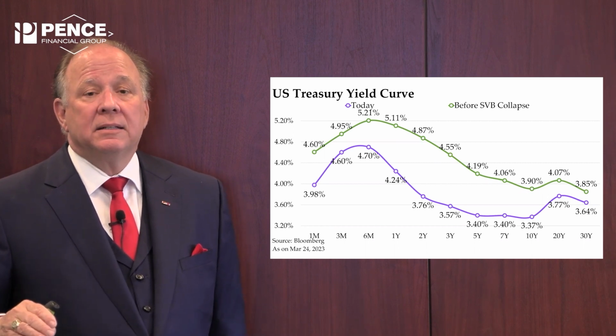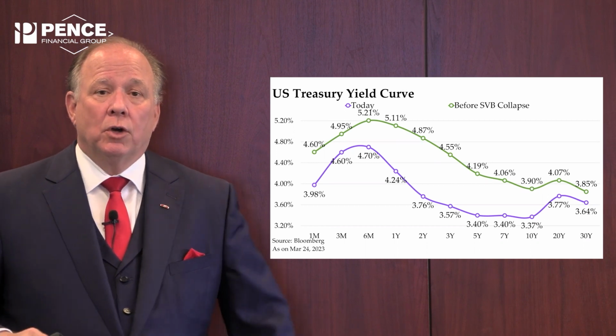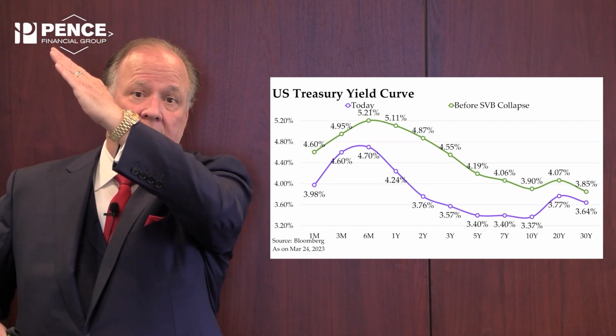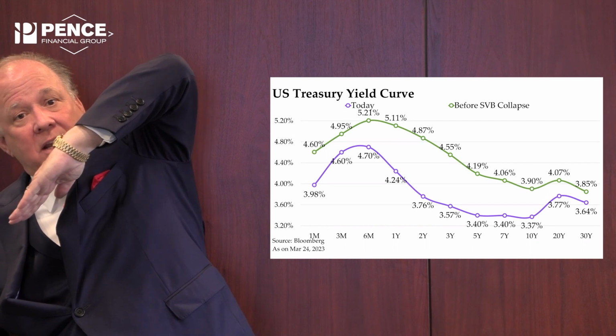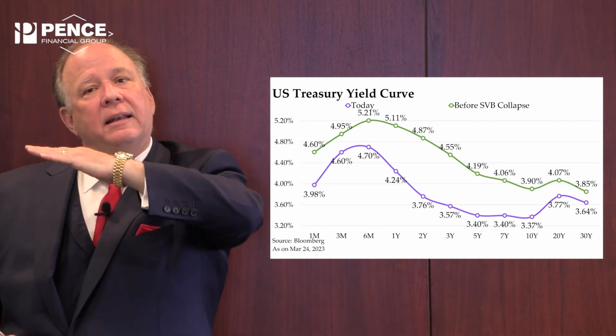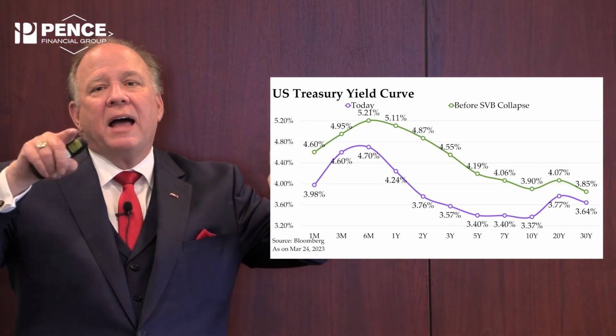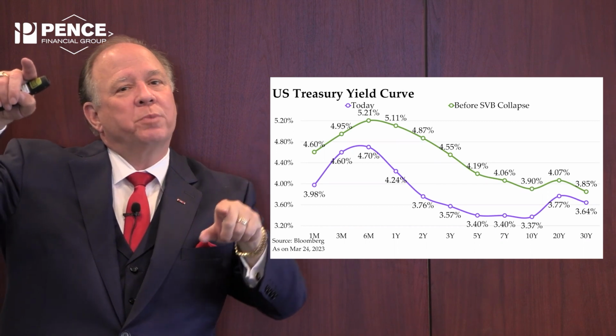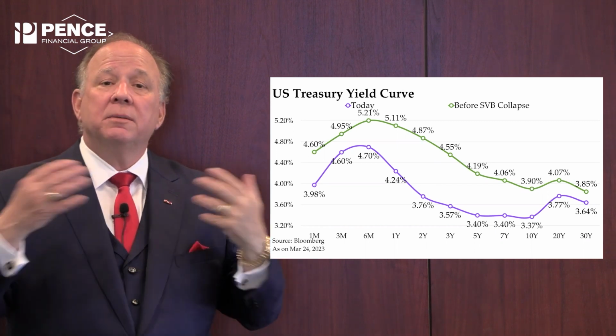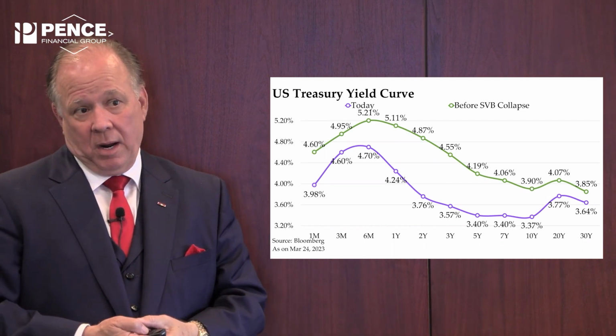What that means is that you have a yield curve that normally looks like this, and then it inverted like this, and now it's beginning to flatten out. So the curve's got to flatten out before it goes back to normal. This is a positive development.